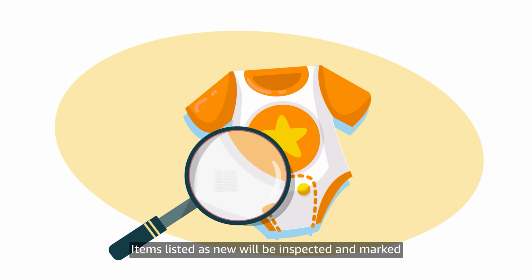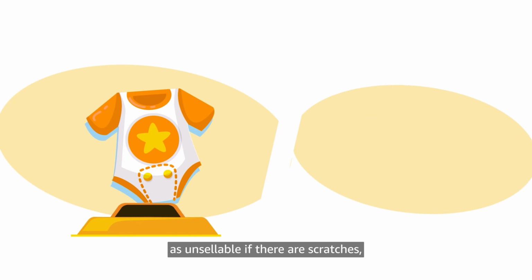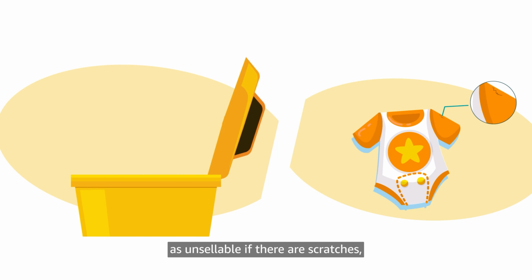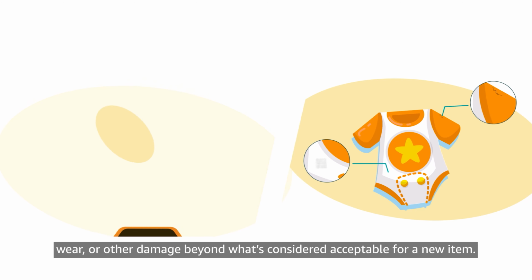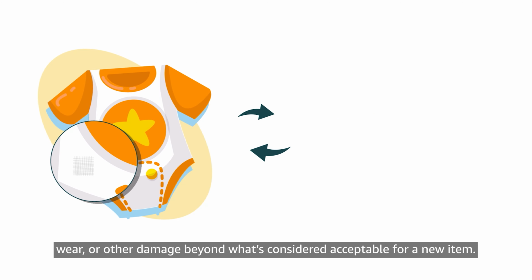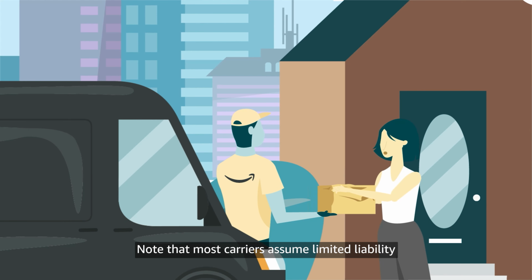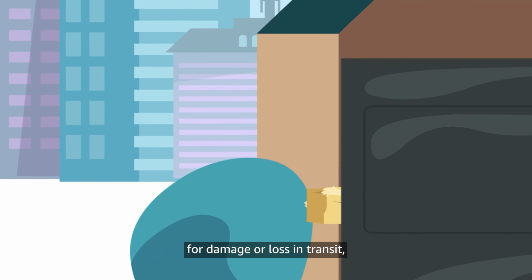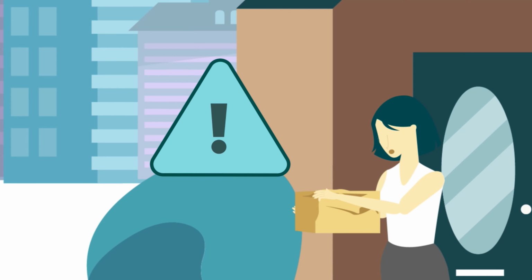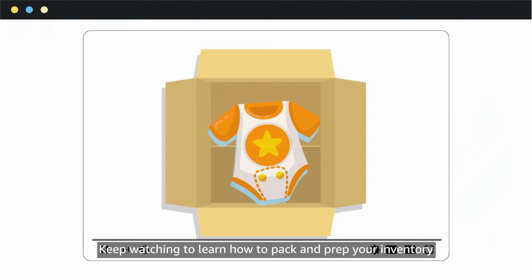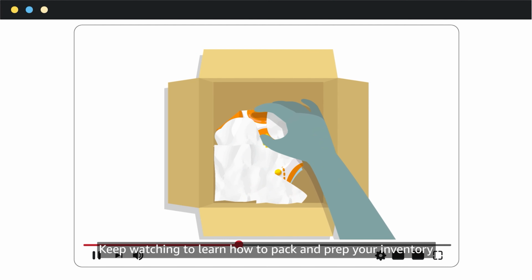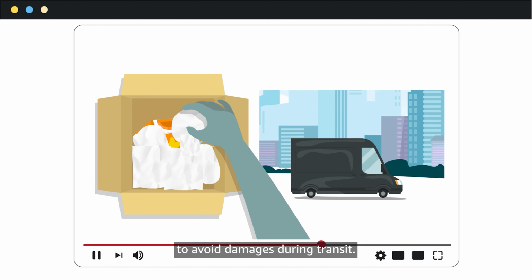Items listed as new will be inspected and marked as unsellable if there are scratches, wear, or other damage beyond what's considered acceptable for a new item. Note that most carriers assume limited liability for damage or loss in transit, depending on the cause. Keep watching to learn how to pack and prep your inventory to avoid damages during transit.